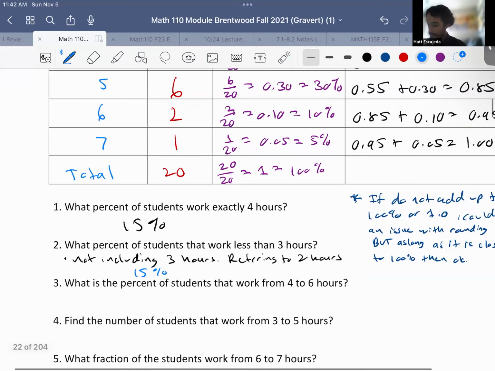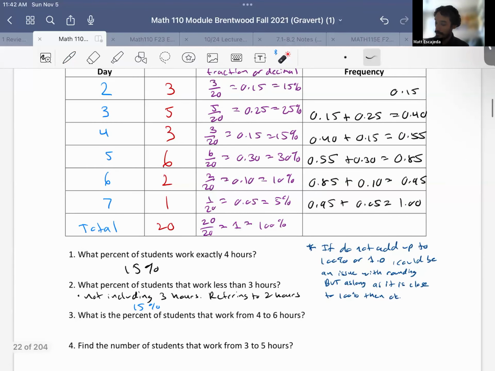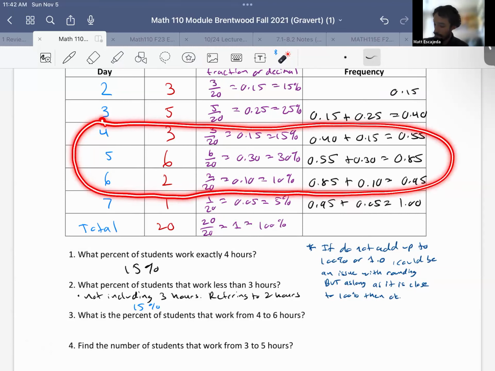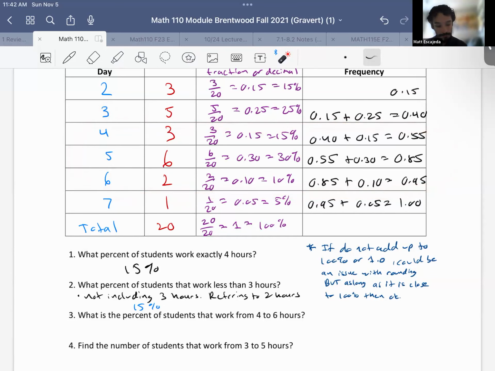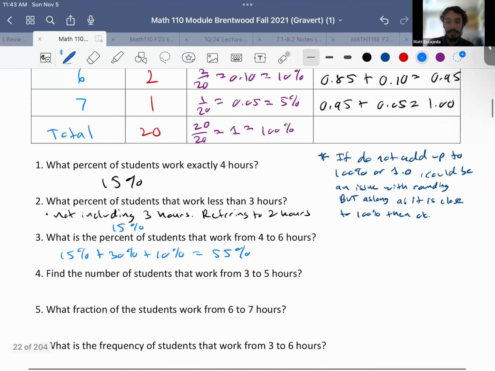Okay, so what percent of students work from 4 to 6 hours? 4 to 6 hours, so that's this range here. So what you would do is just add up all those percentages. So you would add 15 plus 30 plus 10. Okay, and that would just be your percentage. So 15% plus 30% plus 10%, that's 55%. So that is our answer.